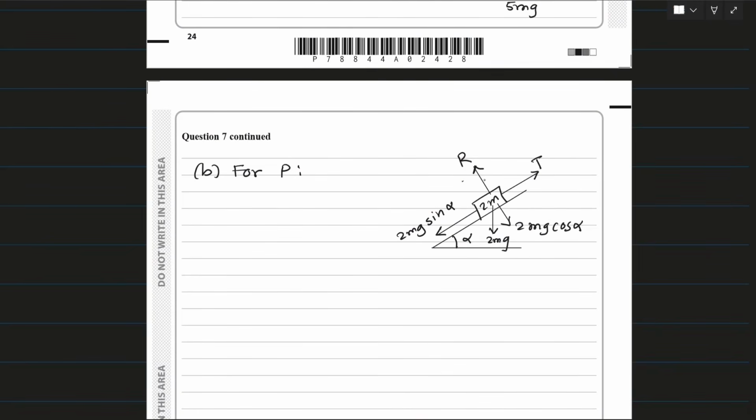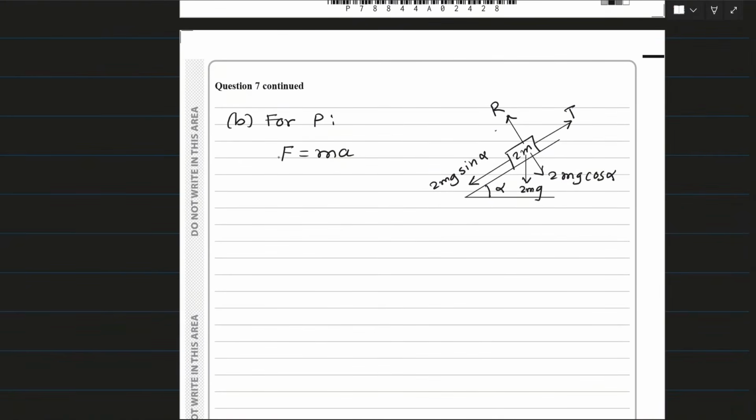Now if we want to account for the acceleration of our block P, we can use the second law. We know that resultant force is equal to mass into acceleration. The resultant force in this case is along the plane. So we will only consider forces that are parallel to the plane here. So the forces that are parallel to the plane here are T, which is the tension, and the component of the weight.